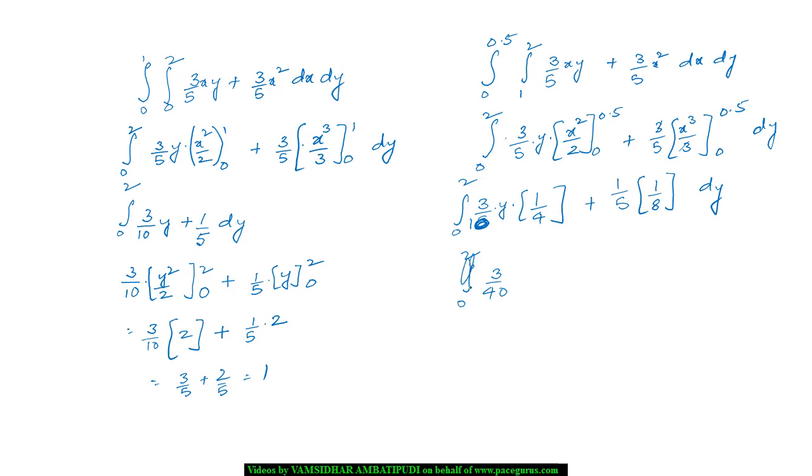Y I can now integrate it, y²/2 between 2 and 0 plus 1/40 into y between 2 and 0. So I'll get this as 3/40 times 2² by 2 is 2 plus 1/40 into 2. Overall I'm getting it as 8/40, 6/40 plus 2/40.